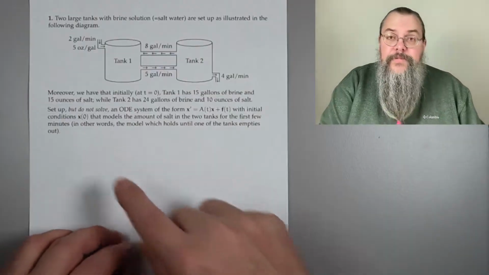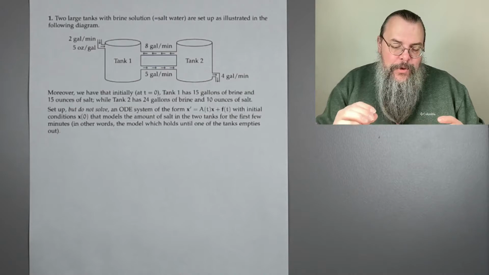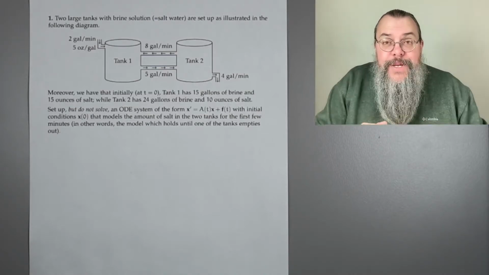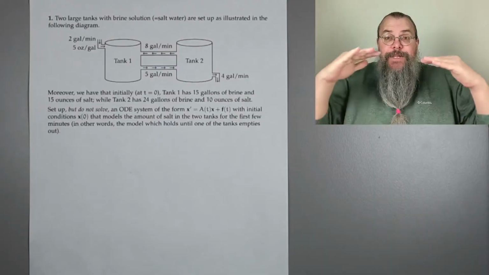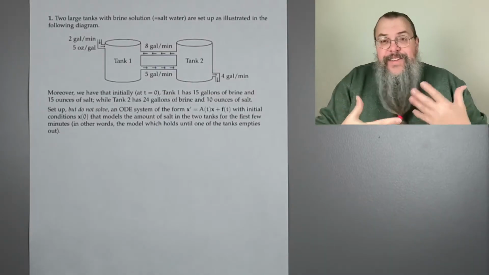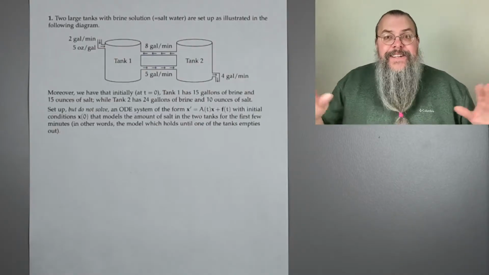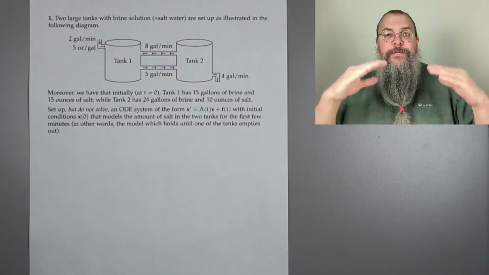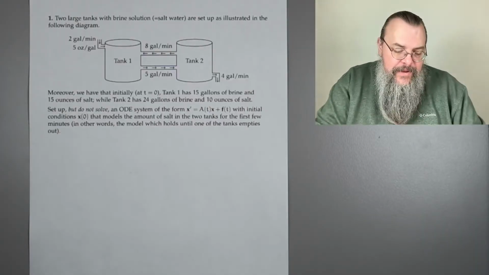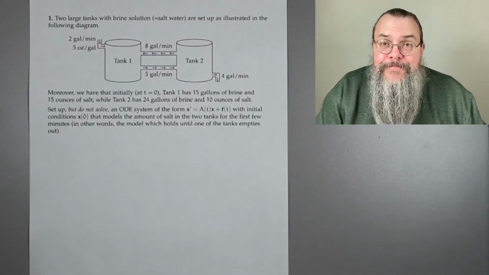that models the amount of salt in the 2 tanks for the first few minutes. Now, why is it being really careful with the phrasing here? Well, remember how we said the water levels are dropping? Well, eventually that means things are going to empty out, and that means that the system has to do something different at that point. It's saying, don't worry about that. Just say what's happening for the first few minutes until something empties out. So that's why that's there. That's actually what this parenthetical comment is.